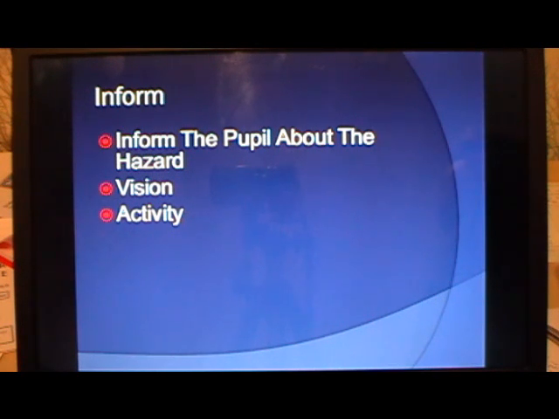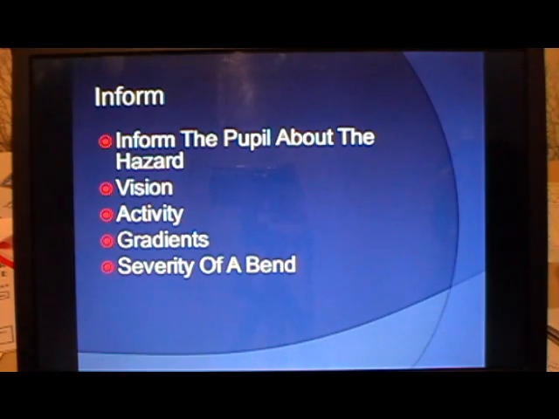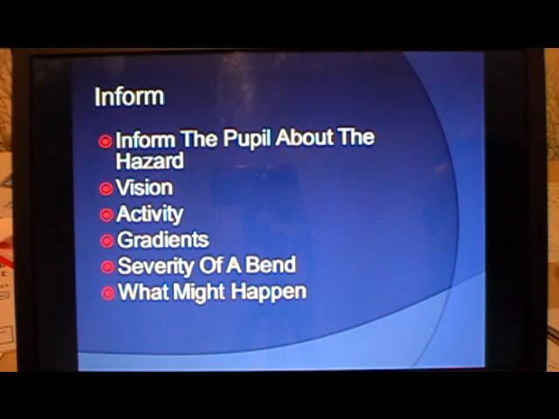It could be a junction with it open and closed, and what can we see into the road, that kind of thing. Gradients come into it, severity of a bend, anything basically that's going to affect the pupil about the hazard, something that they need to do something about. And what might happen, so that's another thing that you could bring in, what if. Keep it short and simple, like I said. Again, if you spend too much time with information, you're just travelling closer to that hazard without doing anything about it. So alert and inform quite quickly, and then we get on to the instruct.